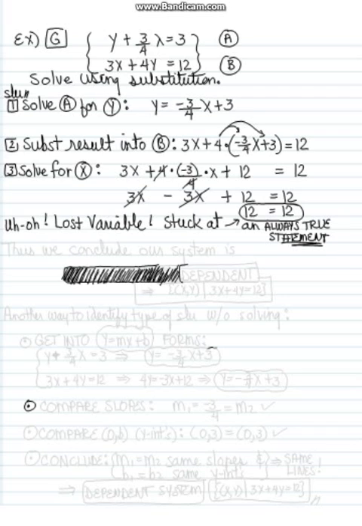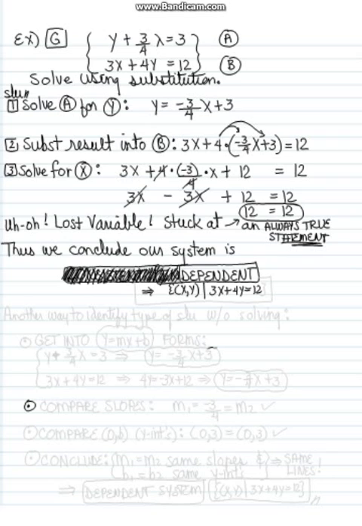So since 12 is equal to 12, an always true statement, we can draw the conclusion that our system of equations is, okay, what is it? Is it dependent? Is it independent? Well, when you are stuck at a statement that's always true, your system is dependent. It's a dependent system.